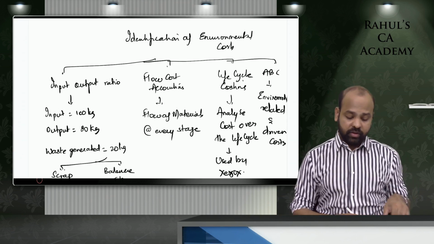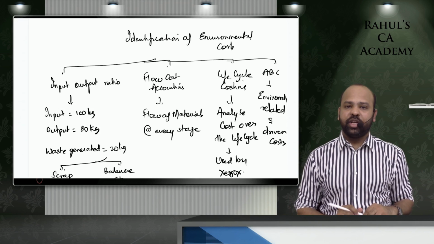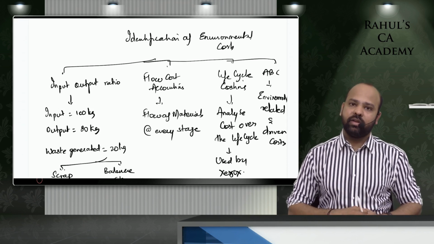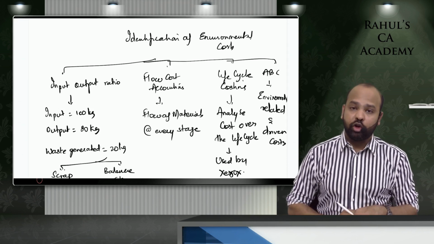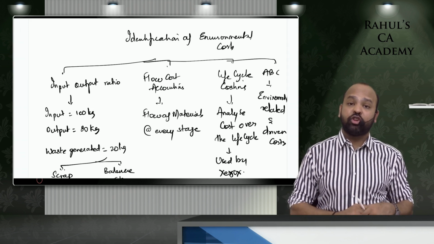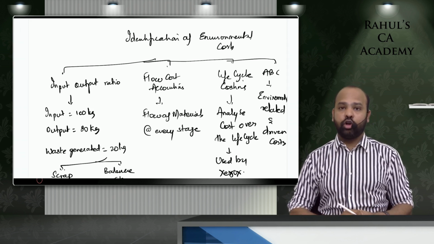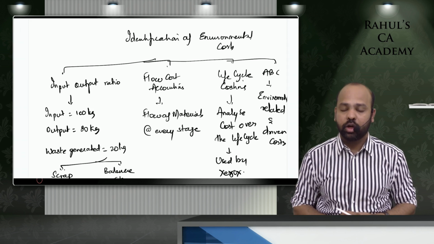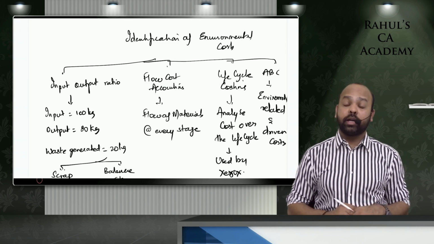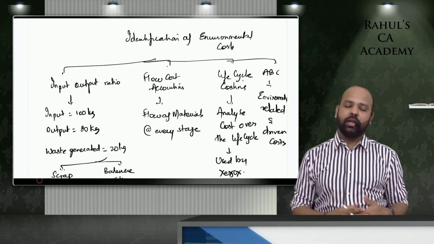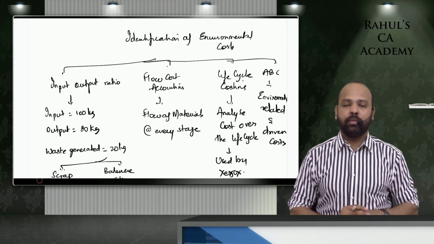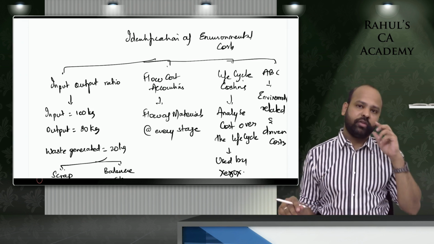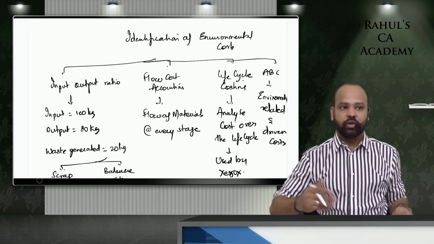There was some problem with the screen. This has come in the examination for 8 marks. Remember, the practical question on environmental management accounting will be the application of ABC analysis to identify environmental cost and allocate it to the different products based on the environmental cost drivers. Along with that, they can ask you the different methods of environmental management accounting and also the advantages or disadvantages of environmental management accounting.